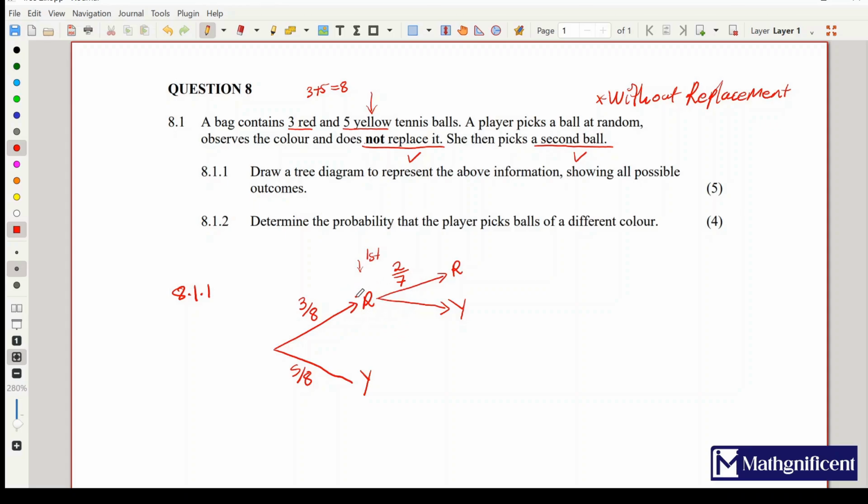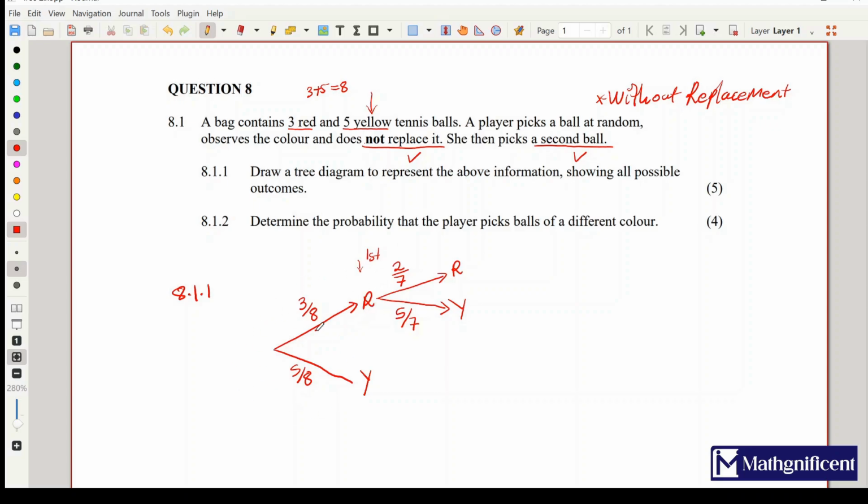So since we have taken out the red ball, what is the probability of now selecting a yellow ball as the second ball? Remember what happened here. We only took out a red ball, and we never took out any yellow ball. So we still have 5 yellow balls out of how many balls in total? 7 balls in total. So this is what we have for the first case, whereby the first ball was red.